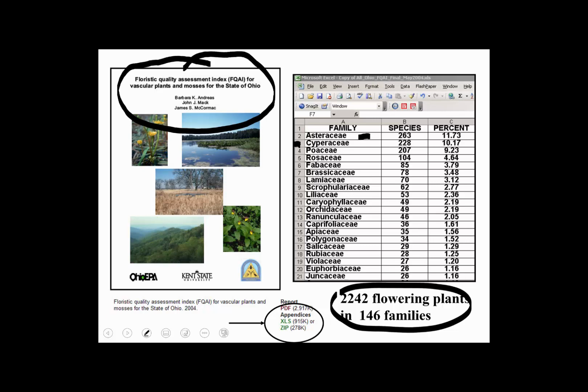The Cyperaceae and the Poaceae, these are graminoids, grasses and sedges. They're really important. They're really technical. They're not super technical, but they're a little bit more advanced and not something we're going to direct our attention to in our understanding of plant families. The rose family and the legume family and the mustard family and the mint family.